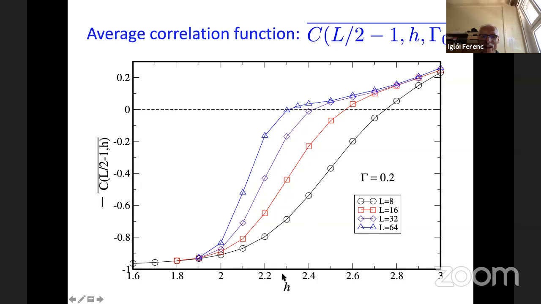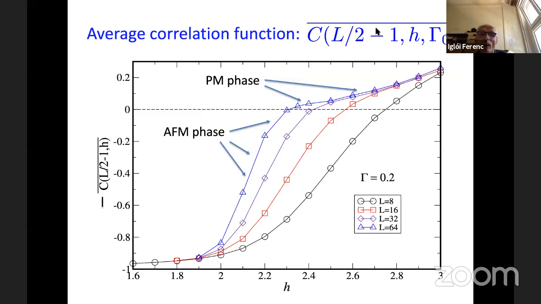So for different values of L, we see that there is a difference between the different phases, as this DMRG, density matrix renormalization group, calculation shows. Here this correlation function is positive. This is the paramagnetic phase. Here below, this is the antiferromagnetic phase, and in between there are these points which are just separating them, where this value is 0. These are the finite size transition points.